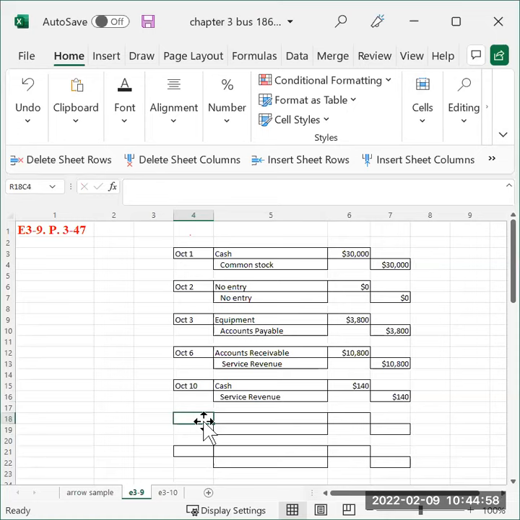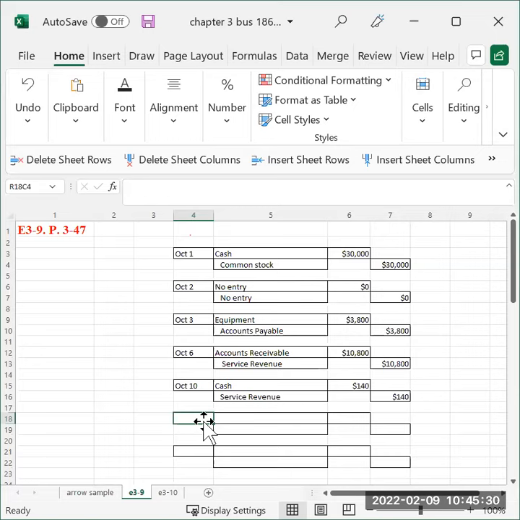27th, pays $700 on account for the office furniture purchased on October 3rd. So whenever it says pays or paid, the cash account is involved on some level, okay? So if we're paying, our cash is going down. Cash is an asset. Assets have a debit balance. So to make it go down, we have to credit it, right? But we can't do the credit first. We have to do the debit part first.